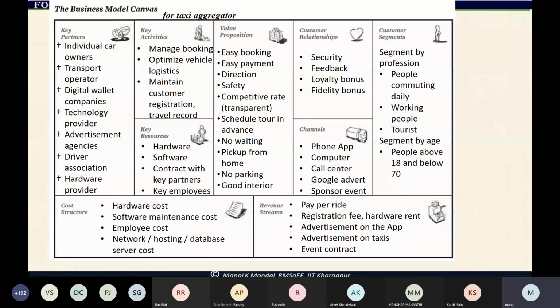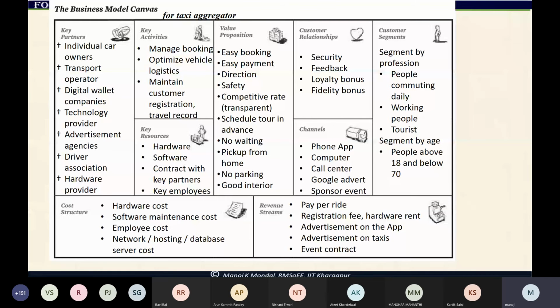Then comes customer segment. Segments are people commuting daily, working people, tourists. Sir, is value proposition same as innovation? No, not at all. Innovation is absolutely different. Value proposition is different from innovation.